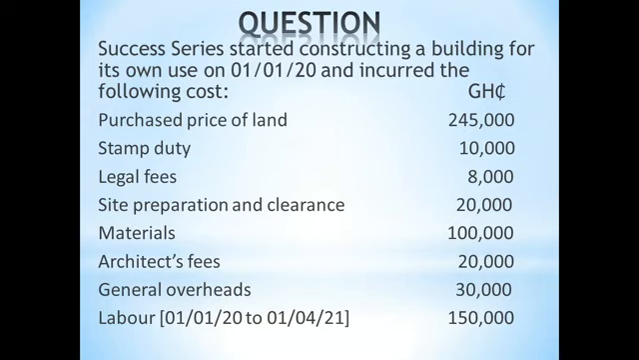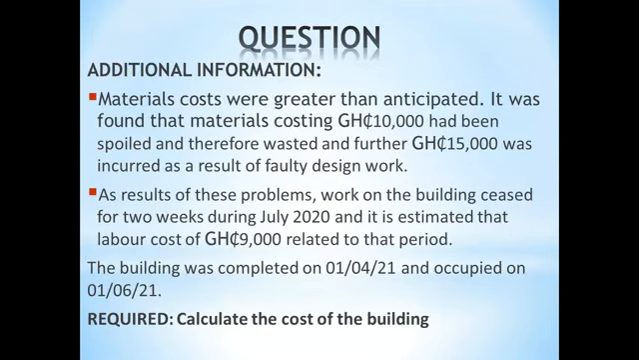So the question reads: Success Series started constructing a building for its own use on 1st January 2020 and incurred the following costs. So we have purchase price of the land, stamp duty, legal fees, site preparation and clearance, materials, architecture fees, general overheads, labor, spanning a period from 1st January 2020 to 1st April 2021. Let's look at the additional information.